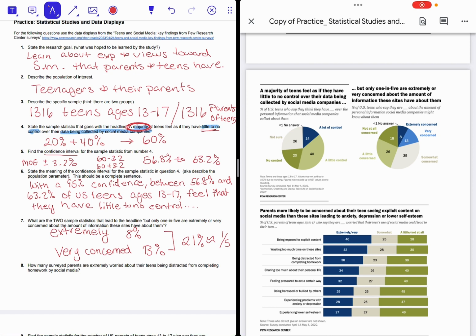Which doesn't seem to agree. That basically says that even though they know they have no control, they're not really worried about it.